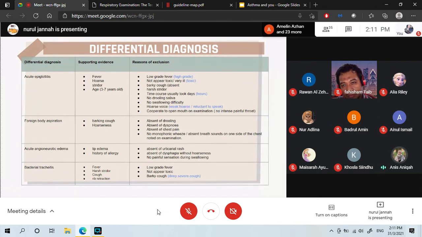And also harsh rhinorrhea. This patient has harsh rhinorrhea, cough, and rib retraction. And why do we exclude this? The patient does not appear toxic. Usually in bacterial tracheitis, we look toxic and very ill. Okay, next.